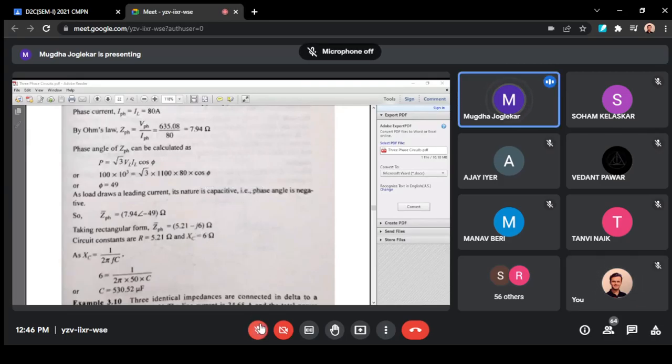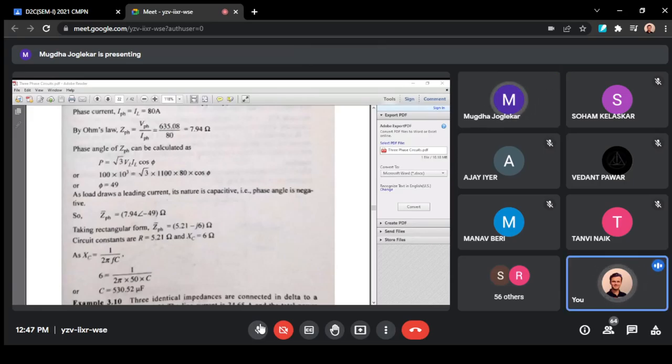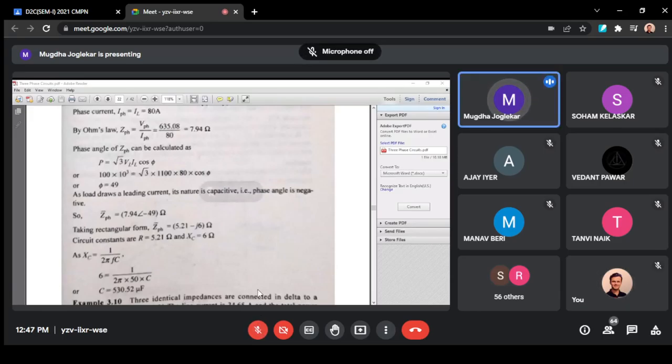But you can't multiply the rectangular form. I will repeat one more time. For multiplication and division, impedance will be in polar form. For addition and subtraction, impedance will be in rectangular form. Yes, all of you please be on mute. So whenever you're doing a multiplication or division, at that time polar form will be there.